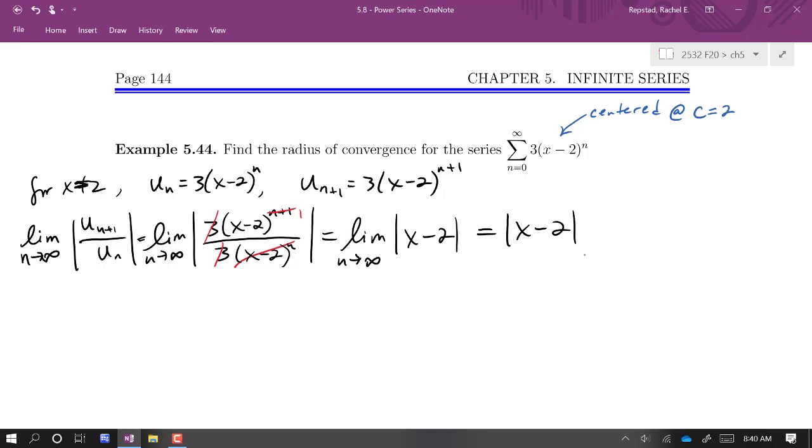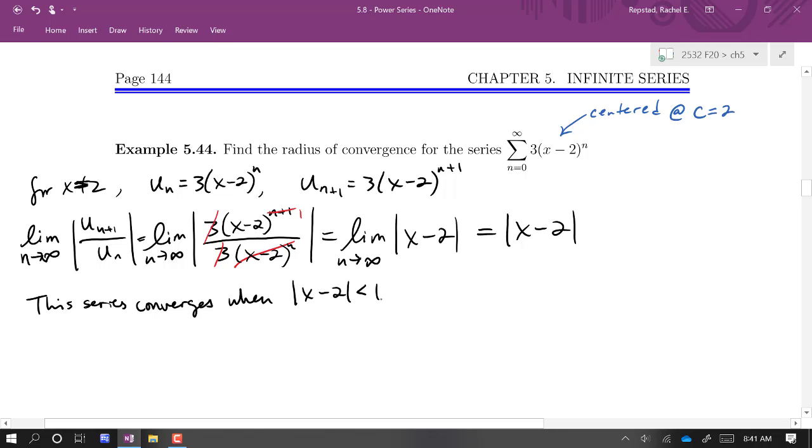Now, what we got is an expression, right? And what we have to remember is we're conducting the ratio test. And with the ratio test, we get convergence whenever the limit is less than 1. We get divergence whenever it's greater than 1. So we know that this series converges when absolute value of x minus 2 is less than 1, right? And diverges when it's greater than 1.